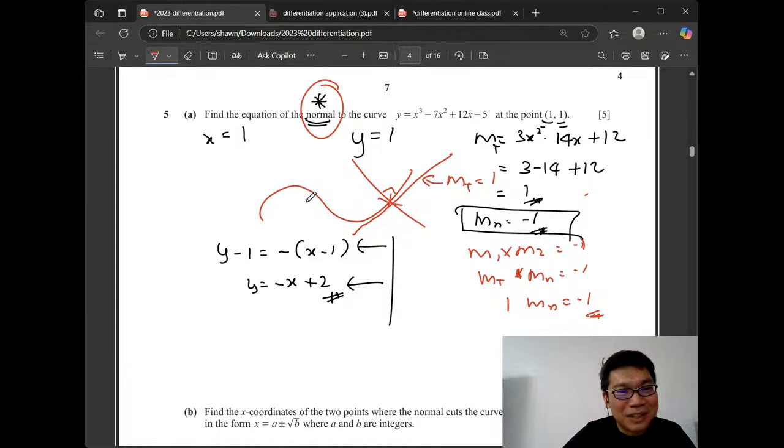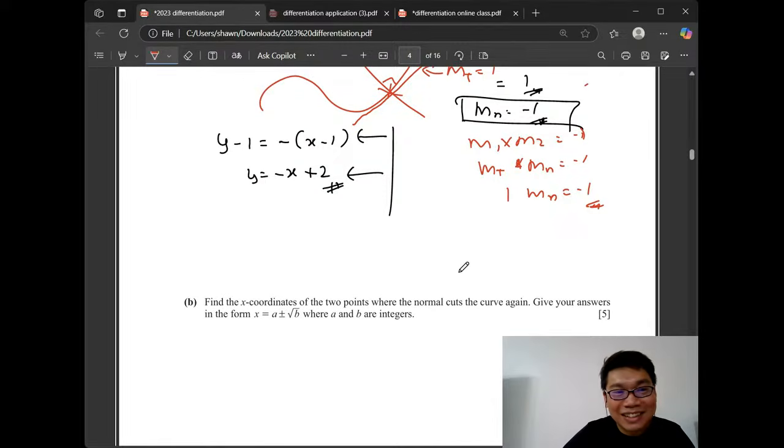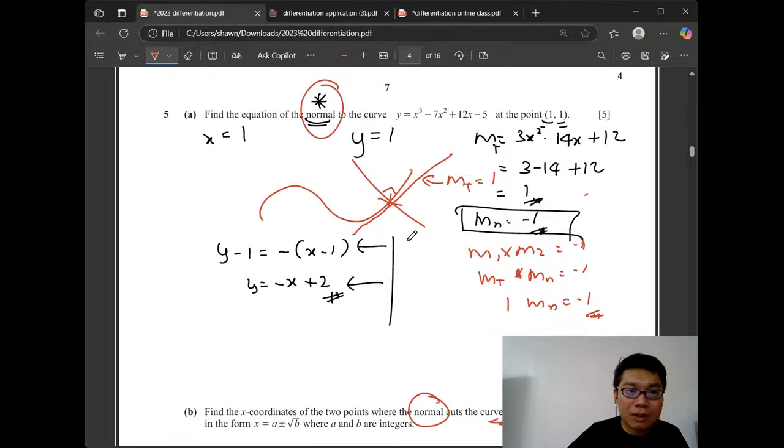Next. Find the x coordinate of the 2 point when the normal cuts the curve again. So when they say the normal, which is this straight line, cuts the curve again, whenever they say cut it means simultaneous equation. So we just do simultaneous equation of this and this.